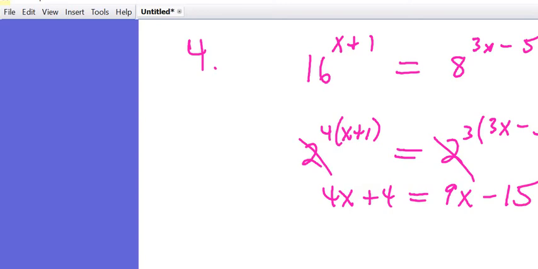Hold up now. See what we did? You multiplied. Okay. Subtract the 4 from both sides. So now solve by subtraction. Okay. 4x.